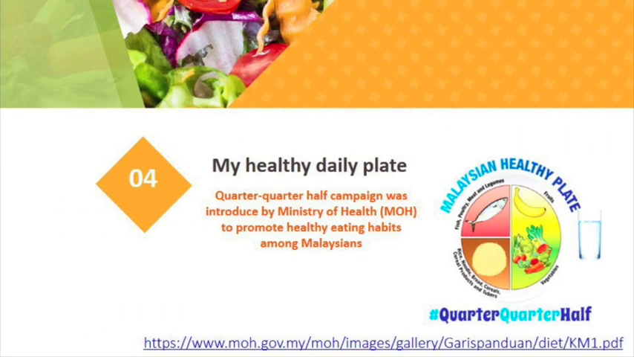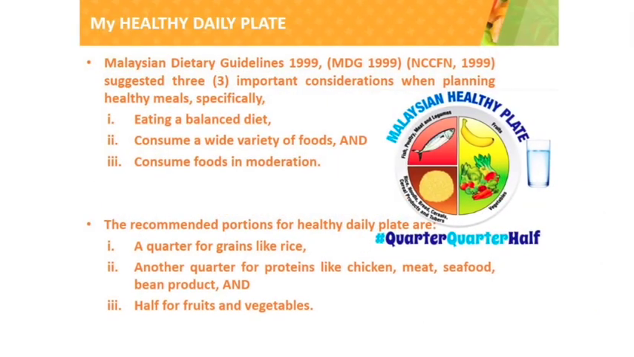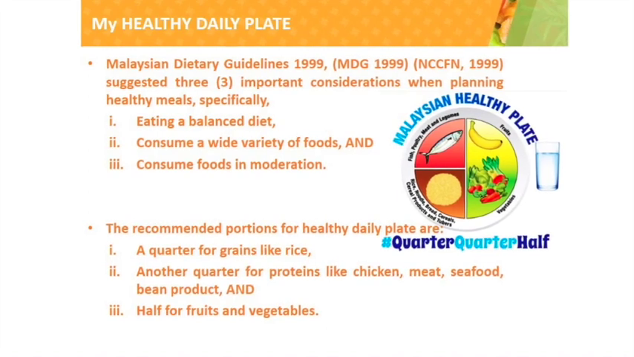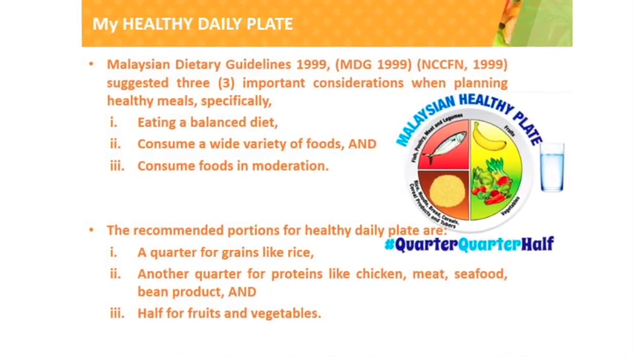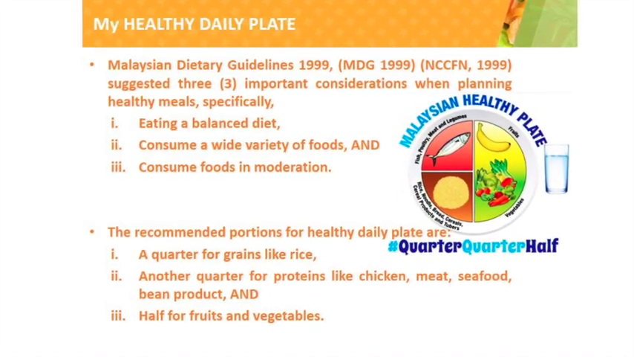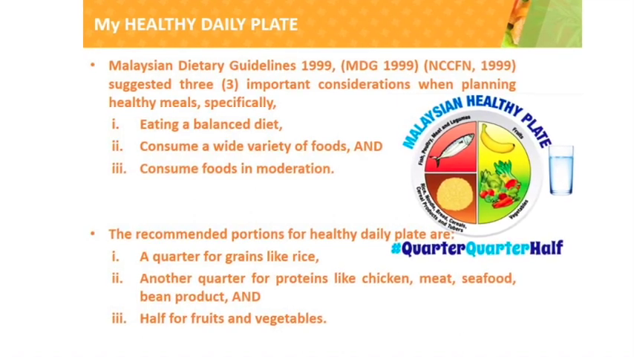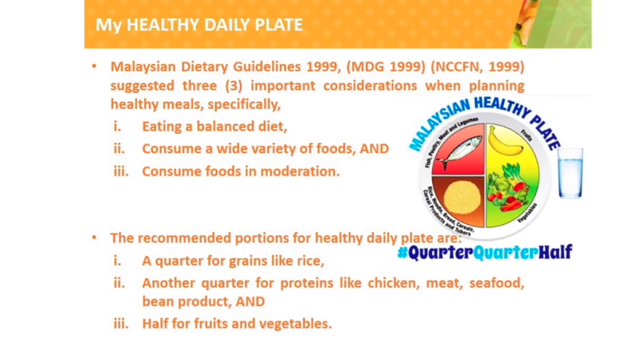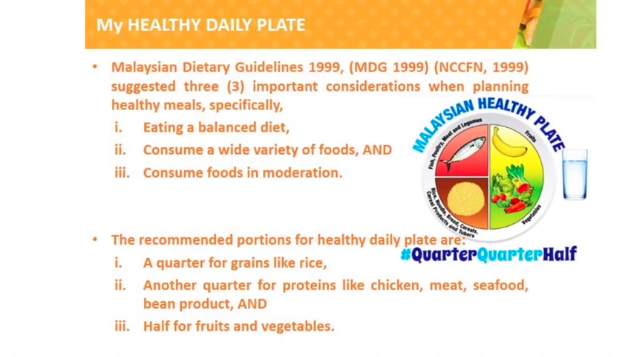Sharing the hashtag #SerkuSerkuSeparu, or quarter half campaign, which was introduced by the Ministry of Health in late 2016 to promote healthy eating habits among Malaysians. The recommended portions for a healthy meal are a quarter for grains such as rice, another quarter for proteins such as chicken, meat, seafood, bean products and half for fruits and vegetables. This meal plan is just a basic suggestion. You can create your own variety based on the quarter half concept.